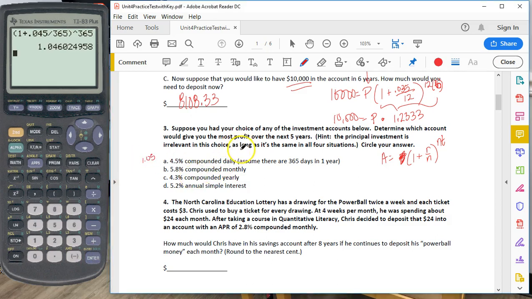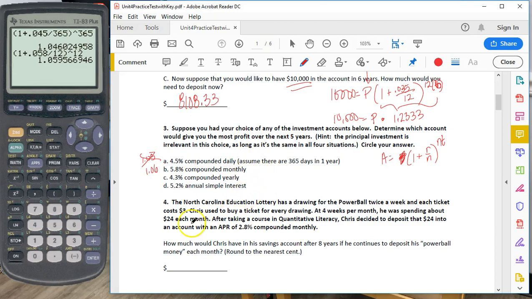So that's 1.05. But what if I change this to 5.8% and compound monthly? I can hit second enter and back over this and change my 4.5 to a 5.8. Change my 365 to a 12. I'll delete that extra one. And then I'll change this to a 12 because N times T, where T is just going to be 1 year. So I just need to get rid of that extra piece. And if I put in $1 at 5.8% compounded monthly, I'll have $1.06. So that's already a little bit better.